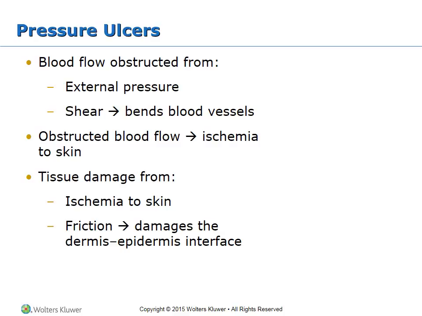So tissue damage occurs because of the ischemia to the skin, because it's not getting that oxygenated red blood cell to supply it with nutrition. And it could be that friction or that shearing, which is damaging the dermis and the epidermis there and bending those blood vessels.